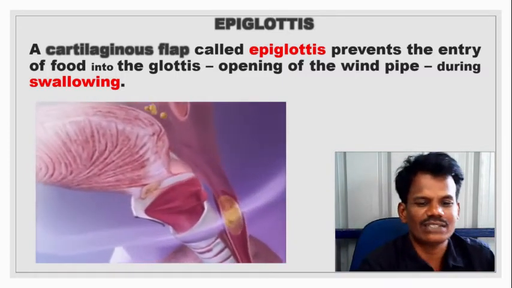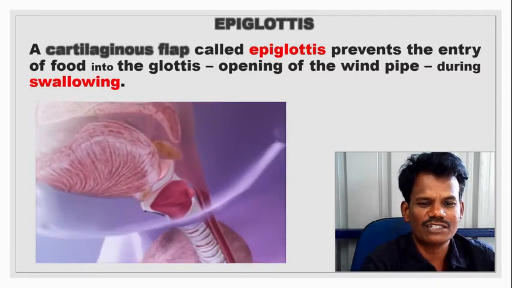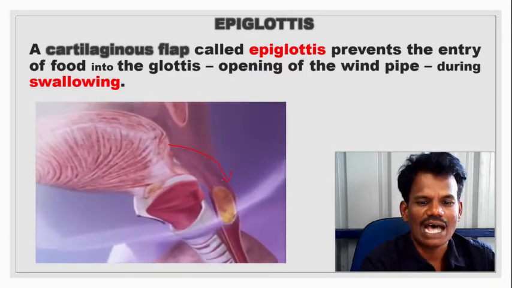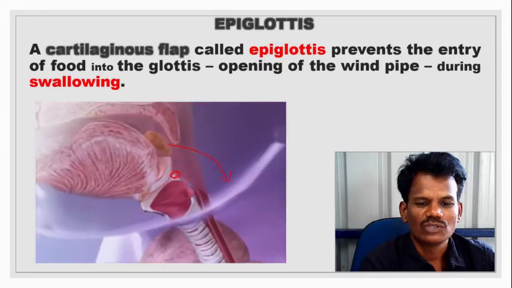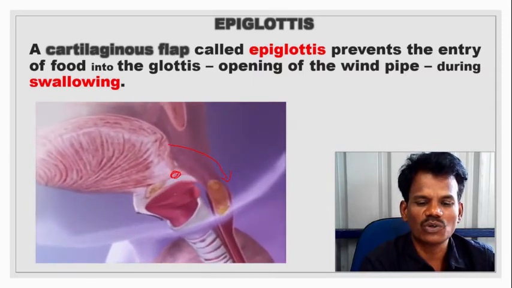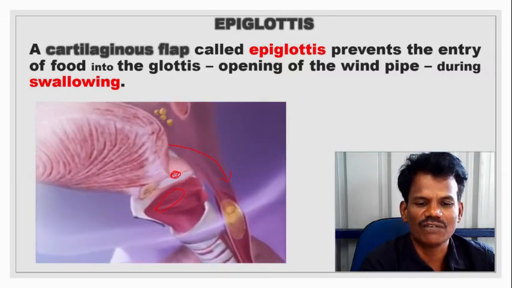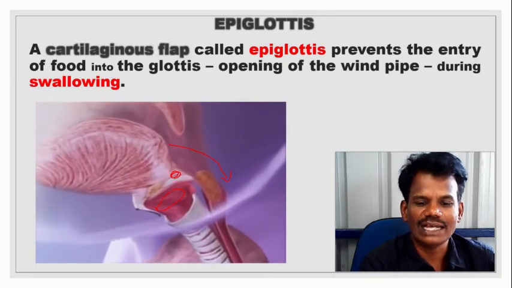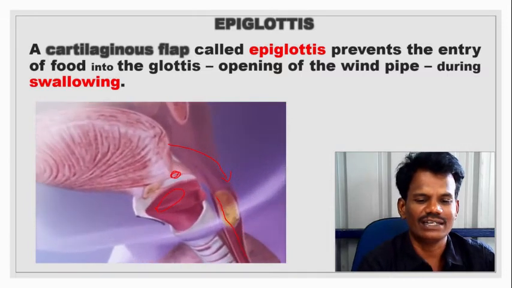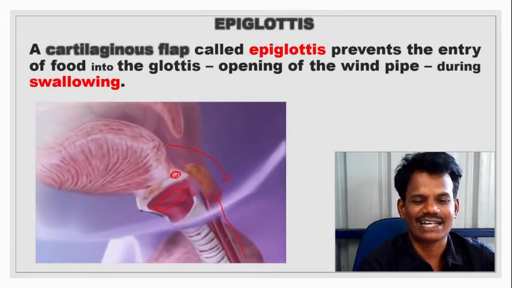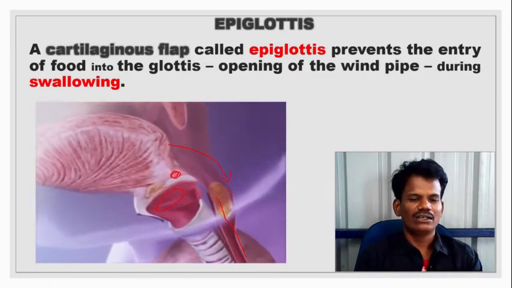So you can see in this animation, when the food is passing, the food substance is passing down. As it passes, that food touches the epiglottis. So the epiglottis bends down and closes the glottis. This is the opening of the glottis. It closes. The food is entering into the digestive canal. So this is the digestive canal. So it is not entering into the respiratory tract. So that much mechanism is there that prevents the entry of food into the trachea.